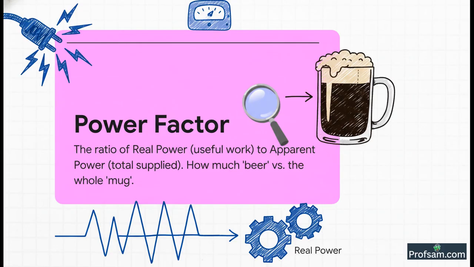So after all this, what exactly is the power factor? It's really simple now, isn't it? It's just the ratio of the useful part to the total part. It's the real power divided by the apparent power. In our analogy, it's simply how much beer you got compared to the size of the whole mug. It's basically a score, from 0 to 1, telling us how effectively the supplied electricity is being used.